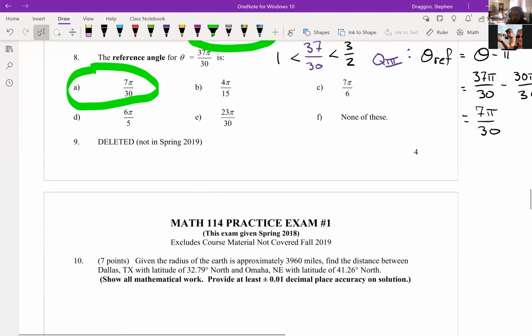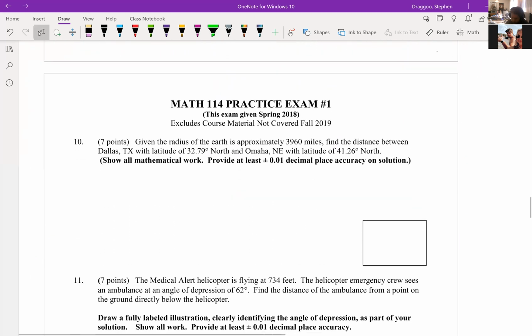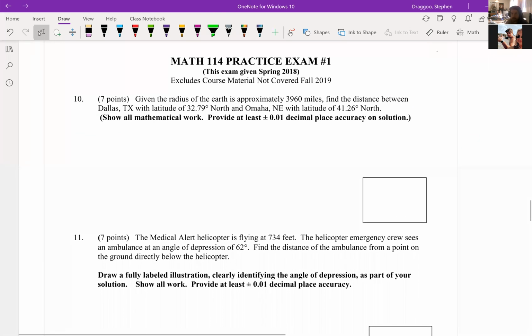Looks like we don't have a problem 9. All right, so on to the free response. So problem 10, given the radius of the Earth is approximately 3,960 miles, find the distance between Dallas, Texas and Omaha, is that Newfoundland? One of the Canadian provinces, or no, Omaha, Nebraska.